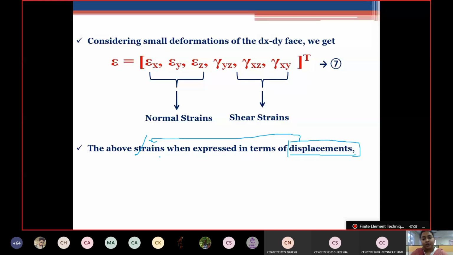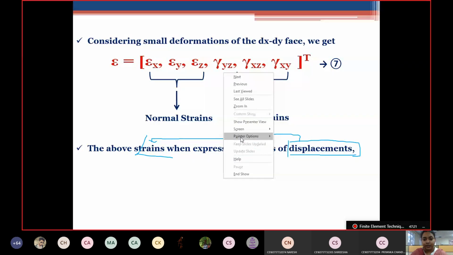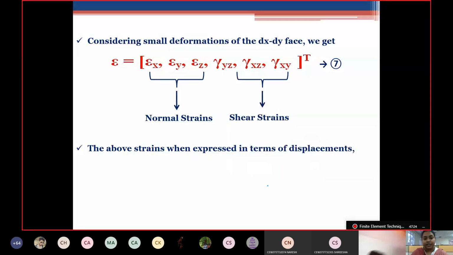Later on, we are going to find the relation between stress and strain. Because from the displacements I will get the strain values, I can get the stress values also. So what we are doing here is trying to derive the above strain values in terms of displacements. Please note it down.